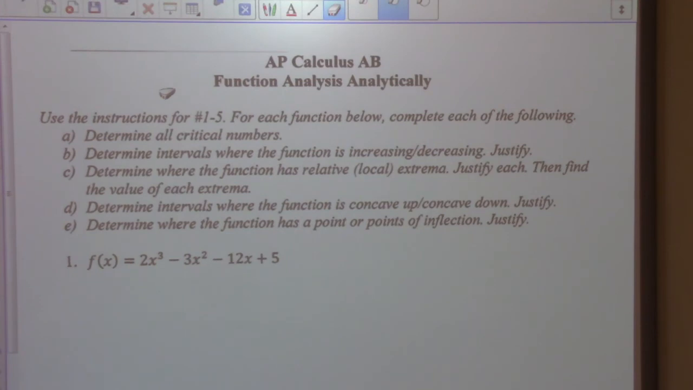Hey, I got step A done. Very good. Find all critical numbers. Well, I went as far as I can. Okay, I'll get the same answer. We're both on the same page.